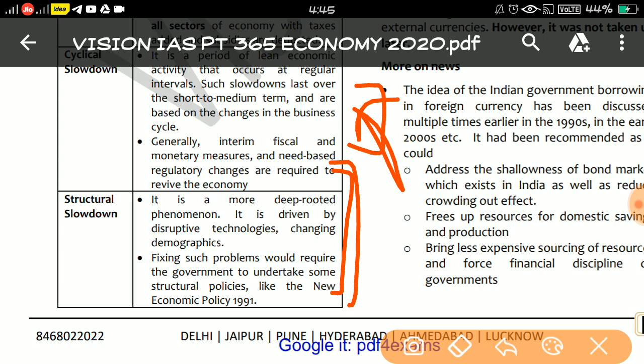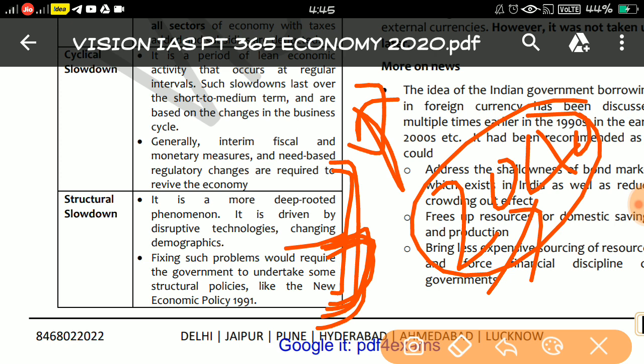It is driven by disrupted technology or changing demography. Okay, so something like this. For example, after 2040, we are going to lose the demographic dividend that we are having in the present scenario. These are things that you cannot change. You cannot change the age of your population. If India is young currently, this is a structural advantage. If we become old after 2040, this will be a structural disadvantage. Okay, so this is something that you can understand.